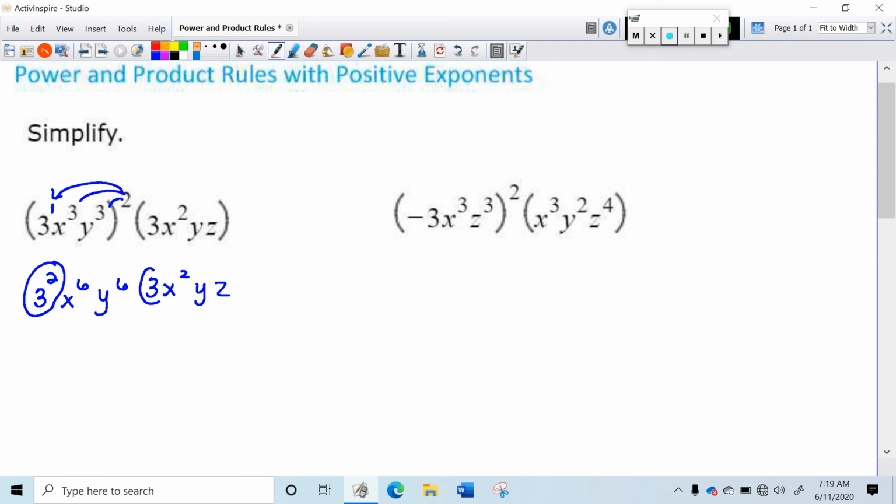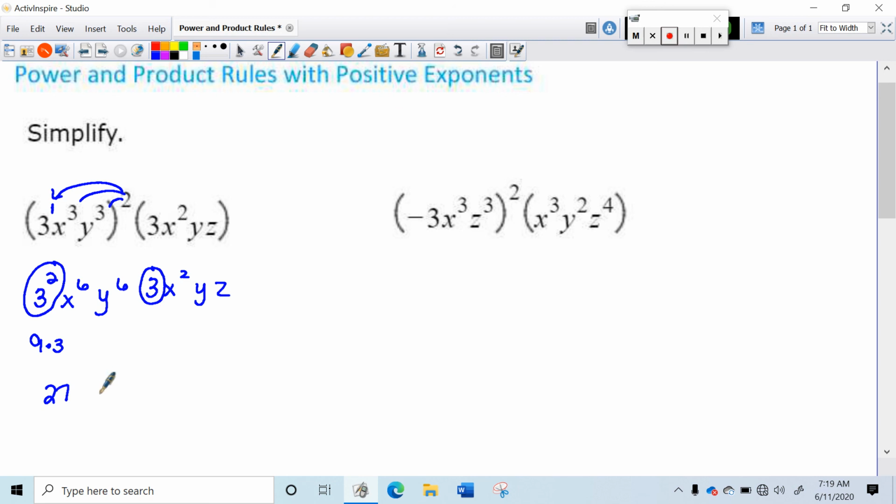the numbers themselves. So 3 squared means 3 times 3, so that's 9. And this 3, 9 times, oops, I don't want to use an x because we already have x's in the problem. Let's use a raised dot for multiplication. 9 times 3 is 27. That takes care of the numbers themselves.